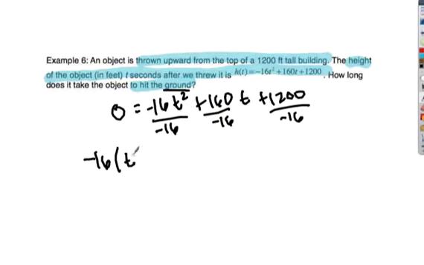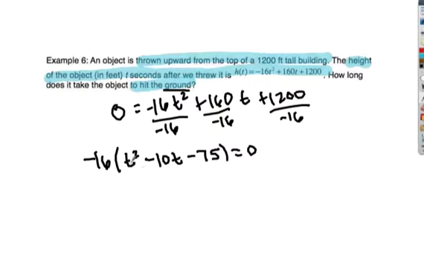So in this case, I'd have t squared because the -16s would cancel. Over here, I'd have 160t divided by -16, so that would be -10t. And over here, 1,200 divided by -16 will give me -75. So now I've got -16 times (t squared minus 10t minus 75) equals 0. All I did was switch around the order a little bit and put the equals 0 at the end. You don't have to do that. I just did it because that's how I like to look at it.